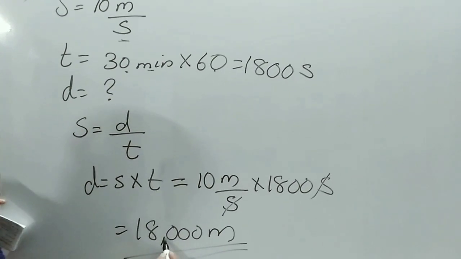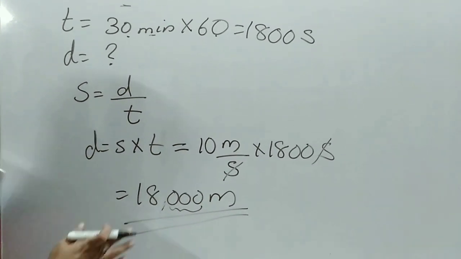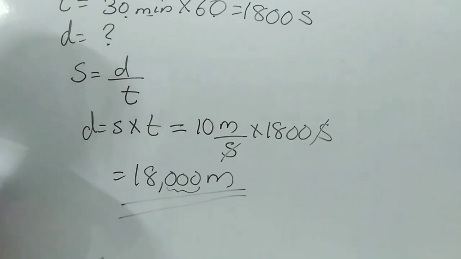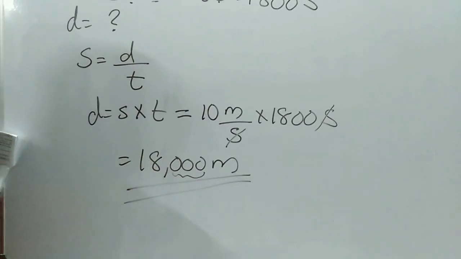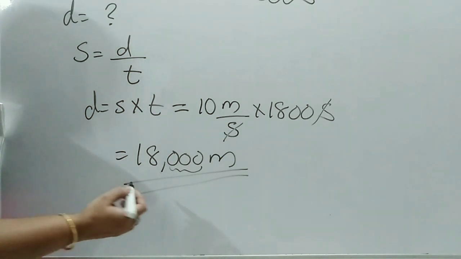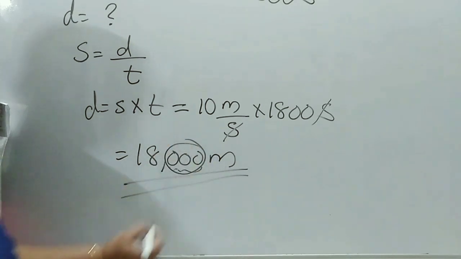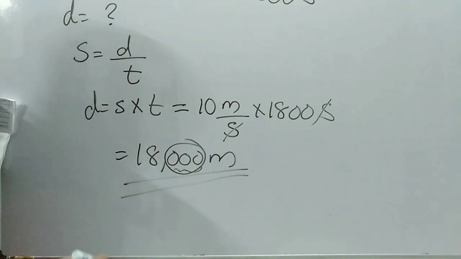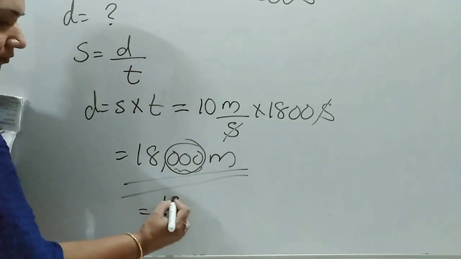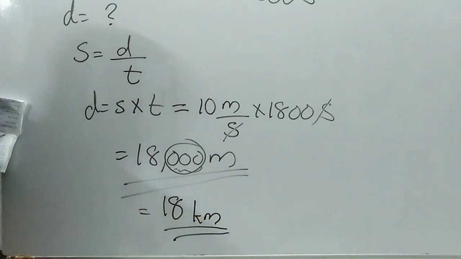Here you can see 18,000. These 3 zeros we can write as kilo. It's an easy method, or you can divide by 1000. Converting meter to kilometer, we have to divide by 1000. But when you go to higher classes, you have to do all this calculation as mental work. So instead of these 3 zeros you can say K, kilo. Kilo is 1000. So you can write 18 kilometer. This is a simple way of converting meter to kilometer.